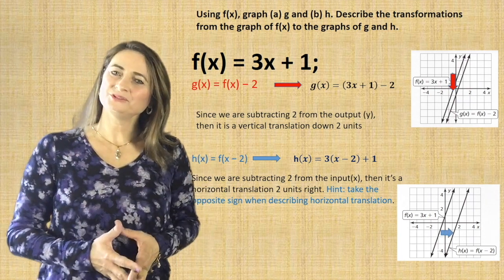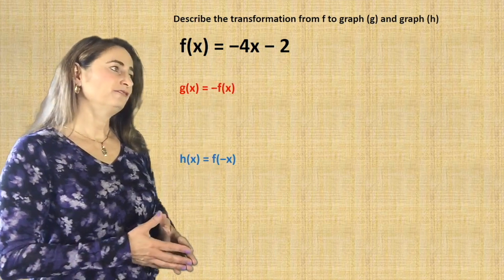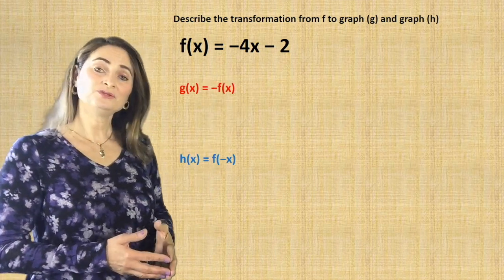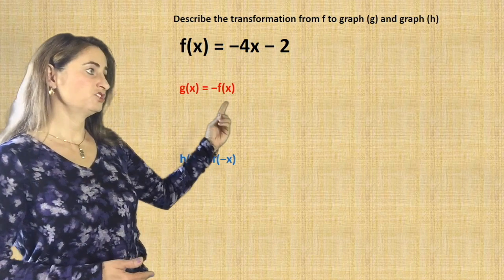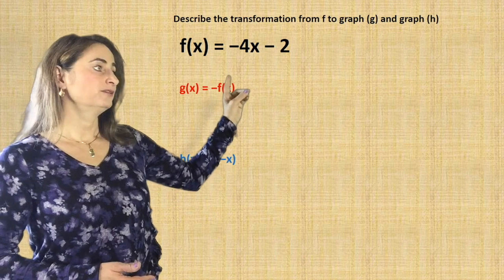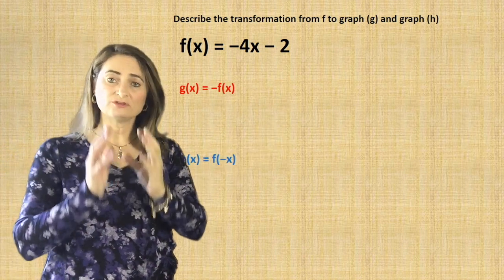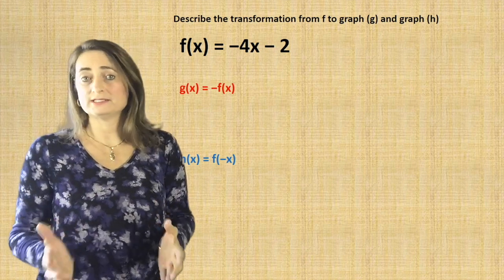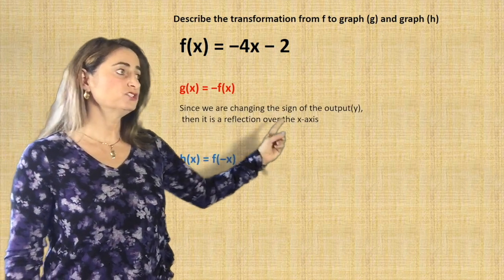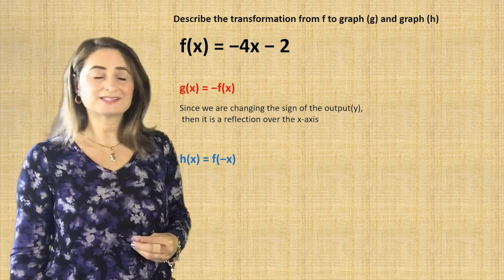Here's another example to describe the kind of transformation. F of x equals negative 4x minus 2. The new transformations are g of x and h of x. So we're going to describe what happened to both of them. The g of x is the negative of f of x. Again, if you're using the whole thing, f of x, that's the y, that's the output. Since we are changing the sign of the output, then it's a reflection over the x-axis.